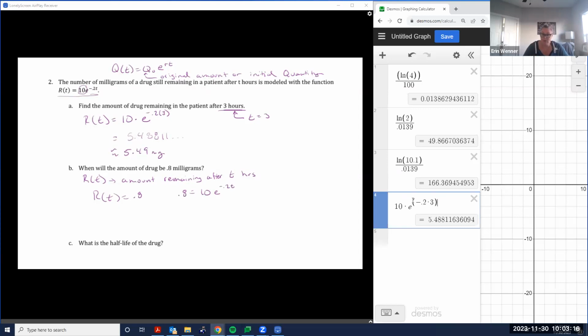And so now we're going to go through all the same steps that we were just going through in number 1, where we've got to isolate e to that exponent, and then we need to use those natural logs to solve for T. So again, what are those steps? We're going to divide both sides by 10. So 0.8 divided by 10 is going to be 0.08.